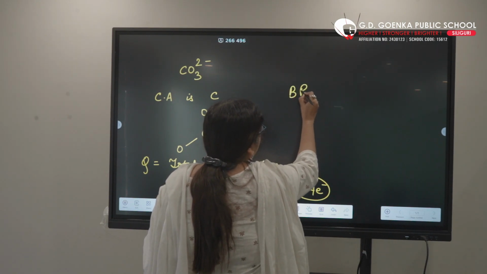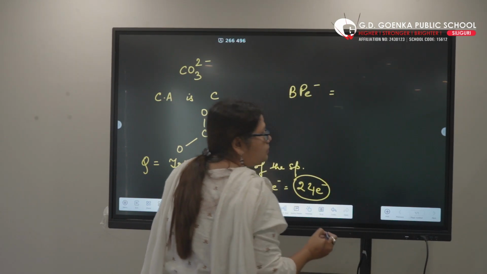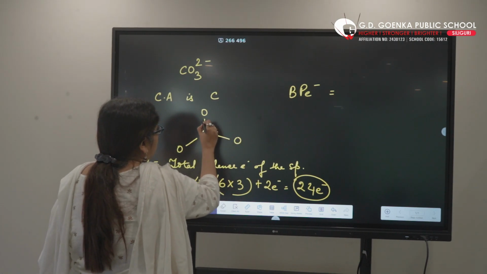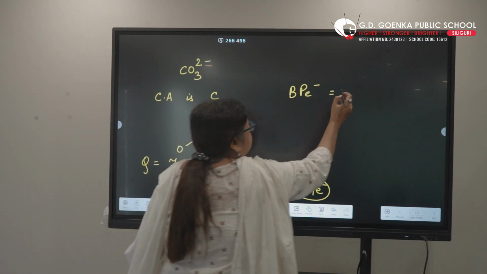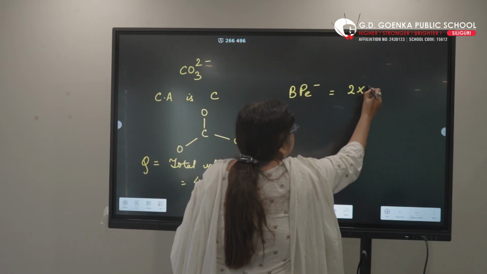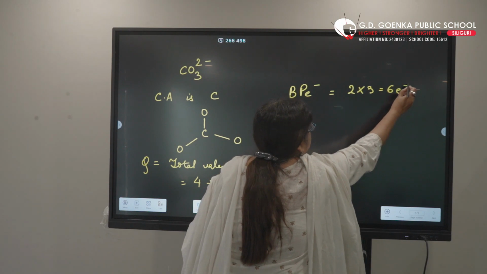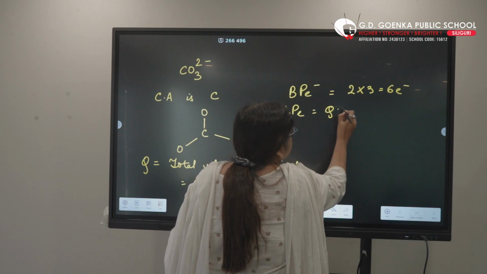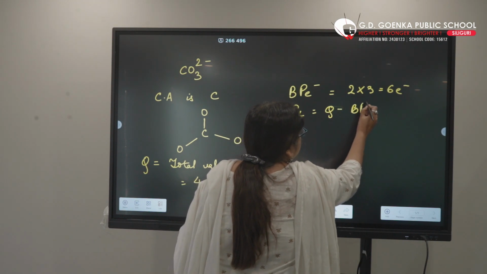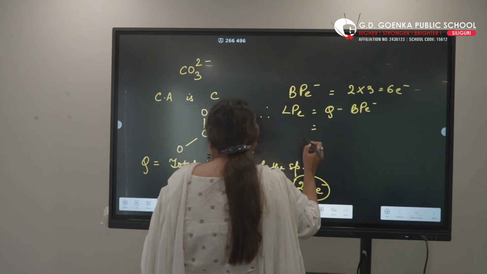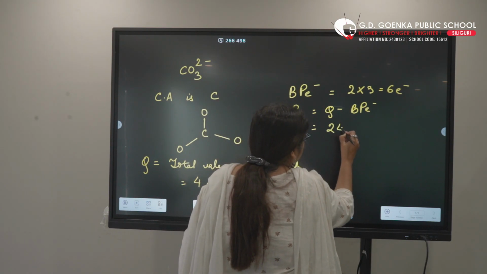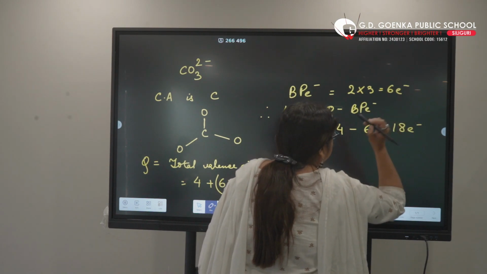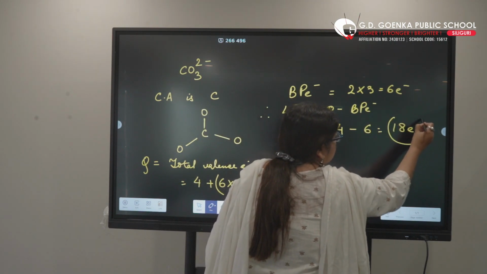Next step will be bond pair electrons. How do we determine the bond pair electrons? From the skeletal structure. So 3 single bonds, as we can see. How many are we getting? 2 into 3, that is 6 bond pair electrons. Now lone pair electrons equal Q minus bond pair electrons. We are writing each and every step so that things become clearer as you go on doing it. So lone pair electrons are 18 in number.